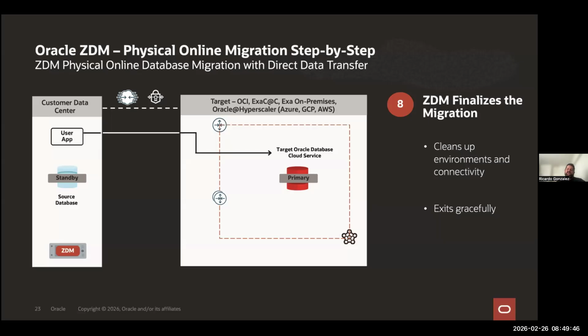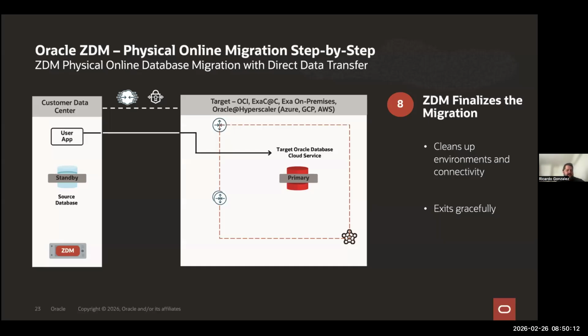ZDM will use the target home to create a temporary non-CDB database, so that we can then do the whole Data Guard setup without an issue. And upon switchover, we do an unplug/plug operation, so you end up with a PDB within a CDB in the target database in the cloud. The number of possibilities is quite high, but we want to automate it and make it as seamless as possible so you can bring those databases there.